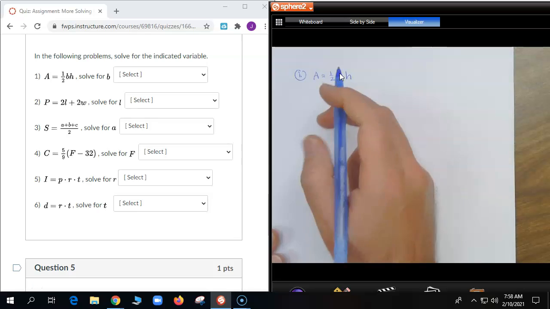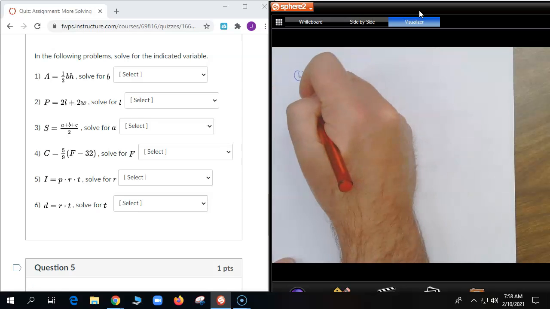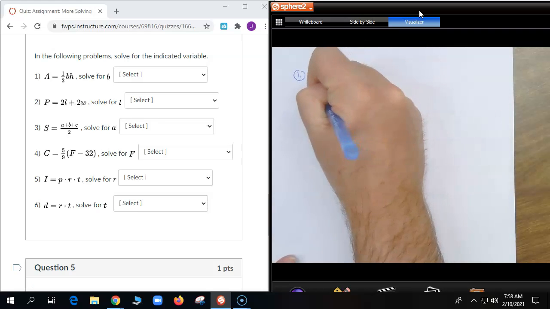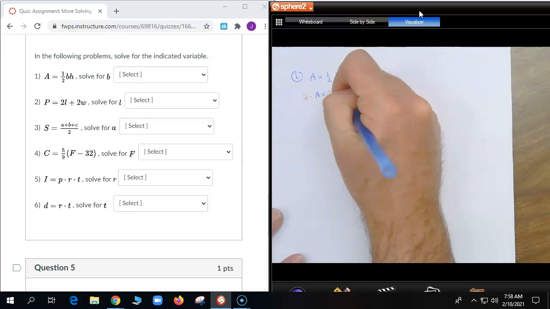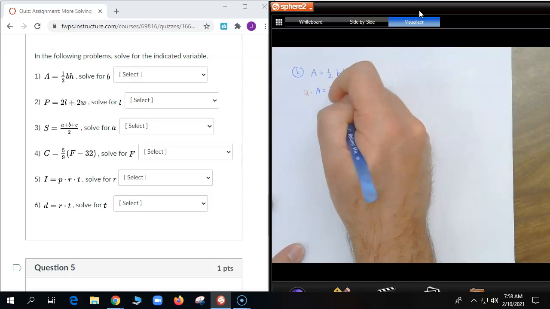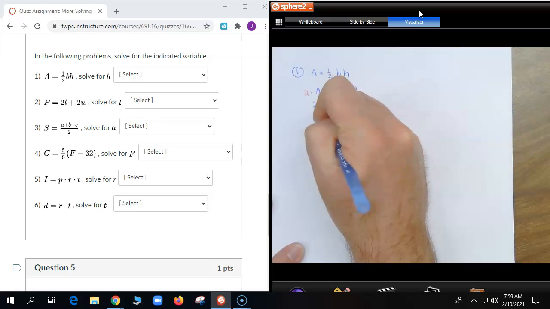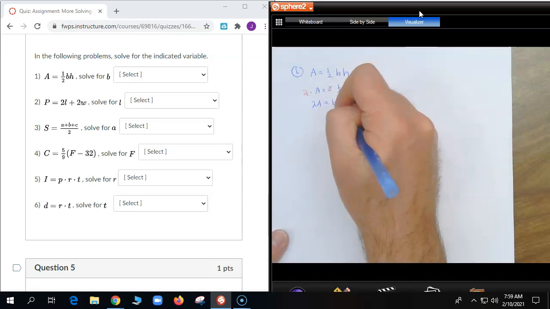The first thing I'm going to do is get rid of those fractions. A very important thing to know is if you have a fraction and you want to get rid of it, you multiply both sides by the flip of the fraction. So we multiply both sides of the equation by 2, and that will cause magic to happen, because the 2 and the 1/2 cancel, and we end up getting BH equals 2A.